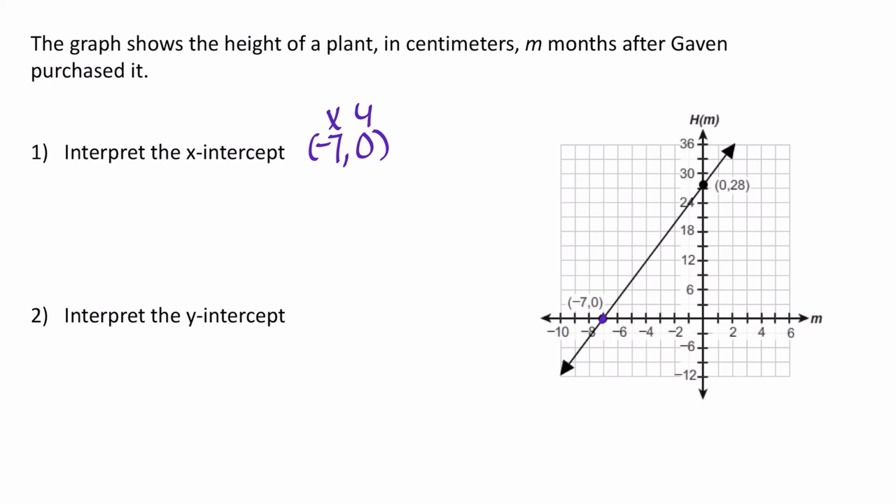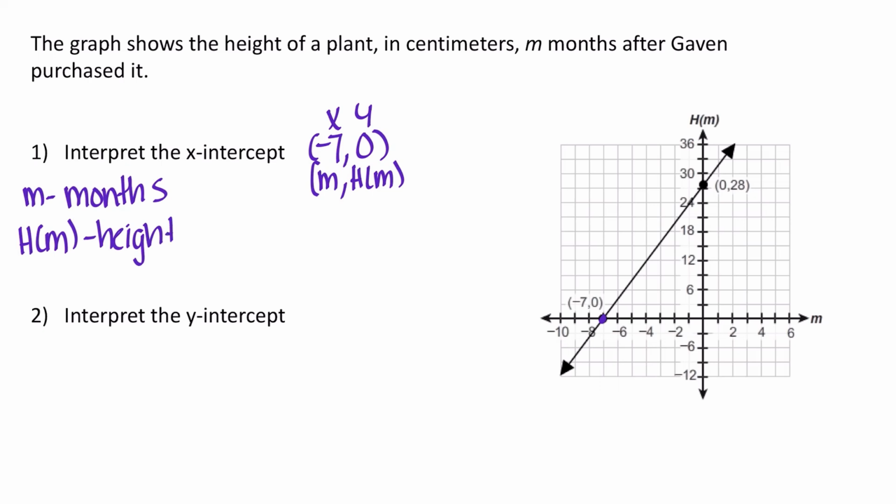So the x value is -7 means that we have m, which is -7, and we have h of m, which is 0. So let's think about what these variables mean. m is the number of months. h of m is the height, which is given to us in centimeters. So (-7, 0) means that m equals -7 months when the height, h of m, equals 0 centimeters.